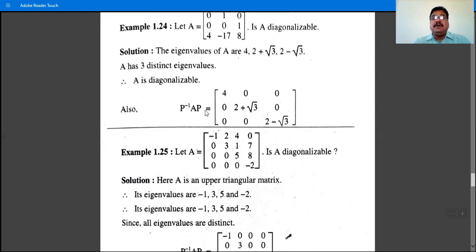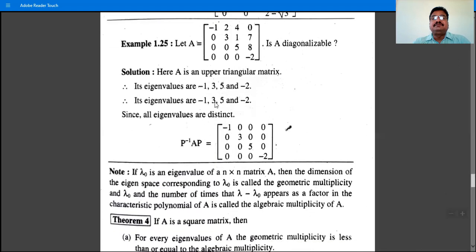And if you have to write P inverse AP, then write the diagonal matrix whose diagonal entries are these eigenvalues, and all the remaining elements are 0. So P inverse AP is this. This is a question for an MCQ type question.